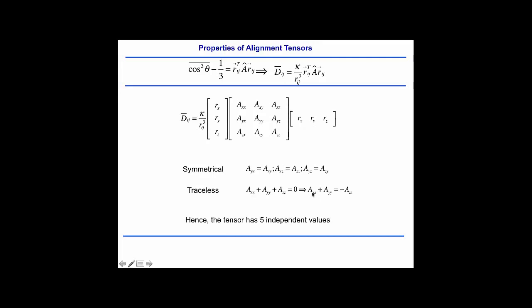So AXX plus AYY, sorry, is equal to minus AZZ. So if you know two values, you can know the other one. So in fact, the alignment tensor has 5 independent values.